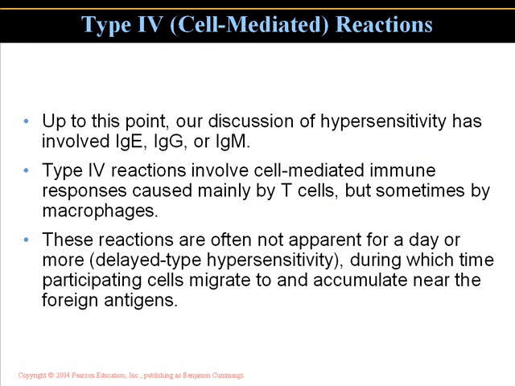Now, up to this point in the discussion, hypersensitivity has involved IgE, IgG, and IgM. Type 4 reactions involve cell-mediated immune responses, mainly by T cells, but sometimes by macrophages. These reactions are often not apparent for a day or more. This is called a delayed hypersensitivity reaction, during which time the precipitating cells migrate to and accumulate near foreign agents.